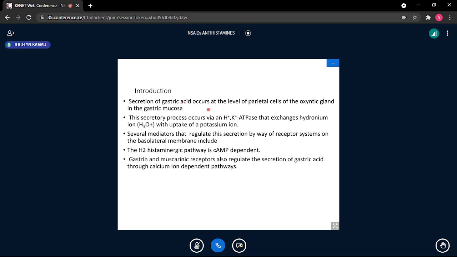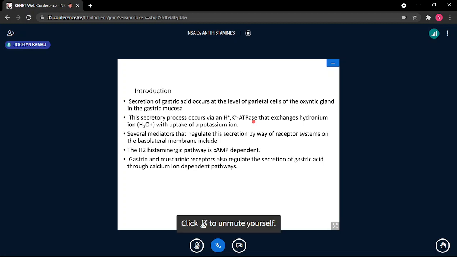Secretion of gastric acid occurs at the level of the parietal cells. I believe you have done this, even if it's in first or second year. You must have done this in medical physiology or in pharmacology. The parietal cells are also known as oxyntic cells. So, parietal cells of the oxyntic gland. They're also known as oxyntic cells in the gastric mucosa. The secretory process occurs via what we call the hydrogen potassium ATPase pump.